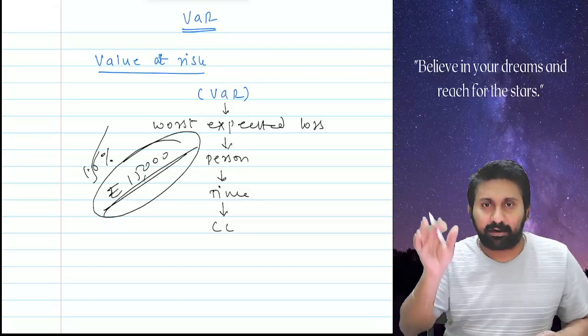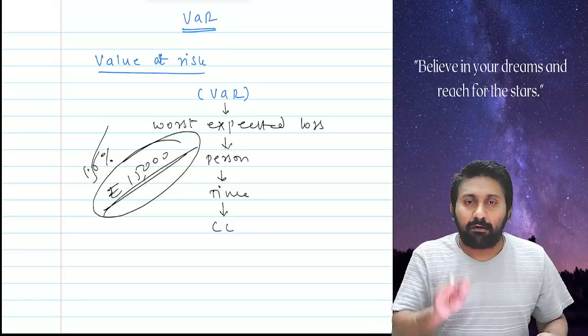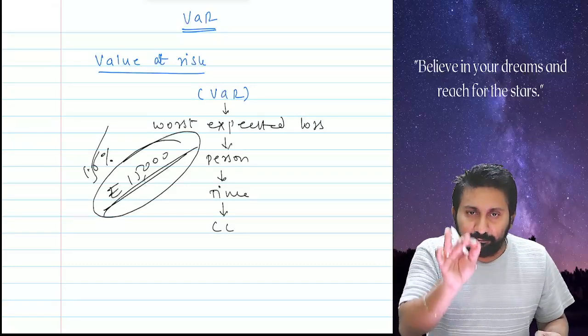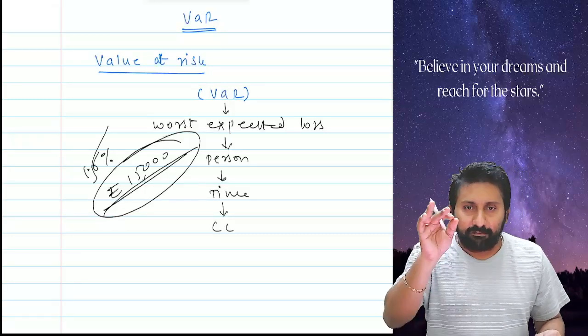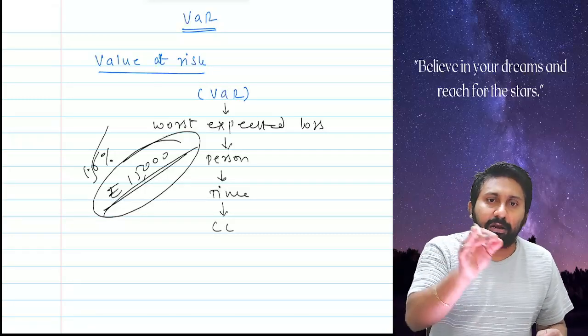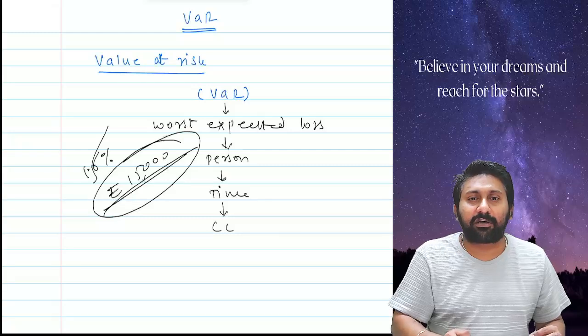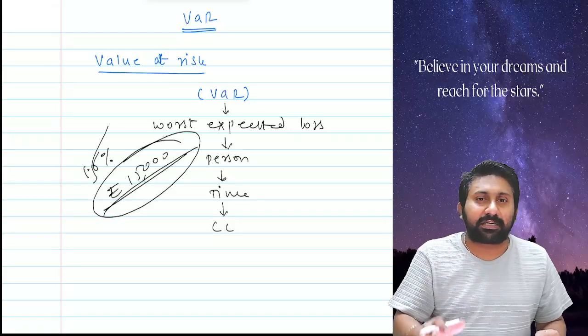I repeat, what is VAR? VAR is a worst expected loss. Who is getting the worst expected loss?